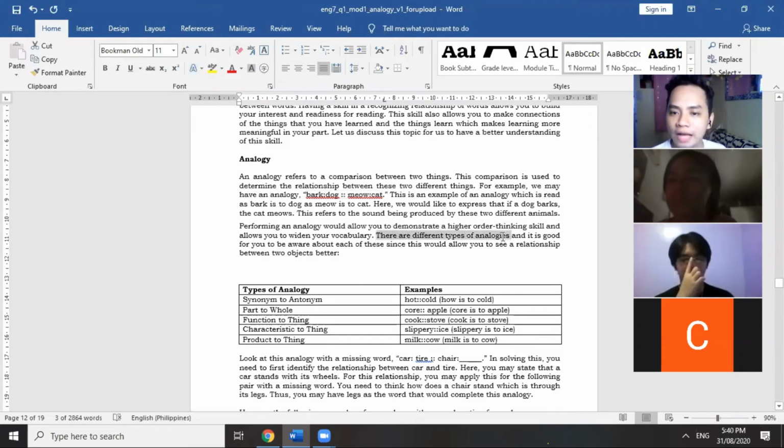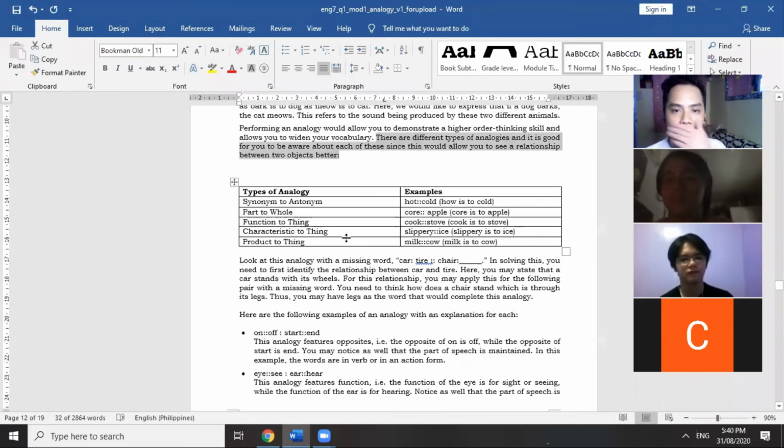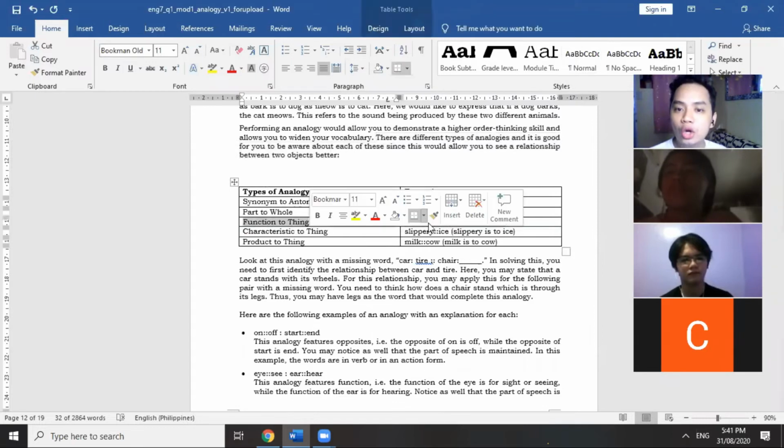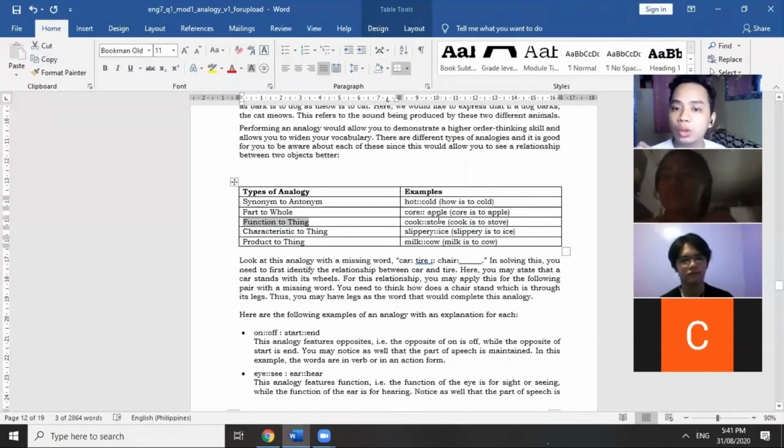There are different types of analogies, and it's good for you to be aware of each of these, since this would allow you to see a relationship between two objects better. Look at this one. Synonym to antonym, like hot is to cold. Part to whole, meaning a part of a whole. So core is to apple. Function to thing, cook is to stove. We use the stove for cooking. Okay. We need to be clear about it.